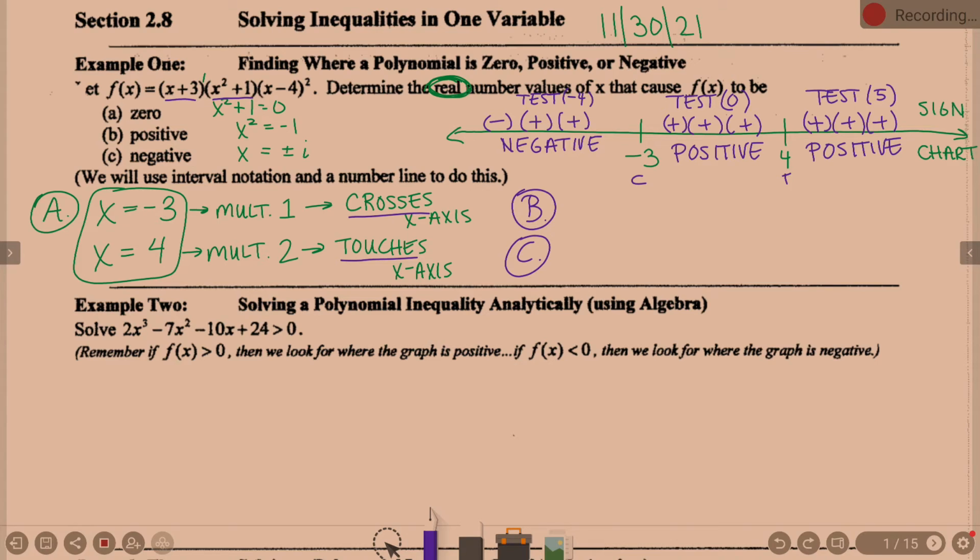B, when is my graph positive? We'll have to talk about this more tomorrow. On the interval from negative 3 to 4, union 4 to infinity. And C, when is it negative? Negative infinity to negative 3. Remind me to start the discussion with why I wrote those answers down tomorrow.